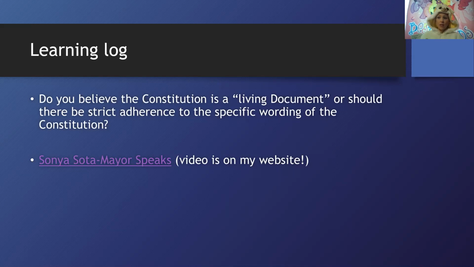So it's interesting. Their whole job is to interpret those words from the 1700s and any amendment that has come after that. So it's very interesting that they have to kind of argue that out within themselves, but also with each other. Is it living or is it strict? What do you think? So consider that when we talk about the rest of the stuff throughout this PowerPoint.